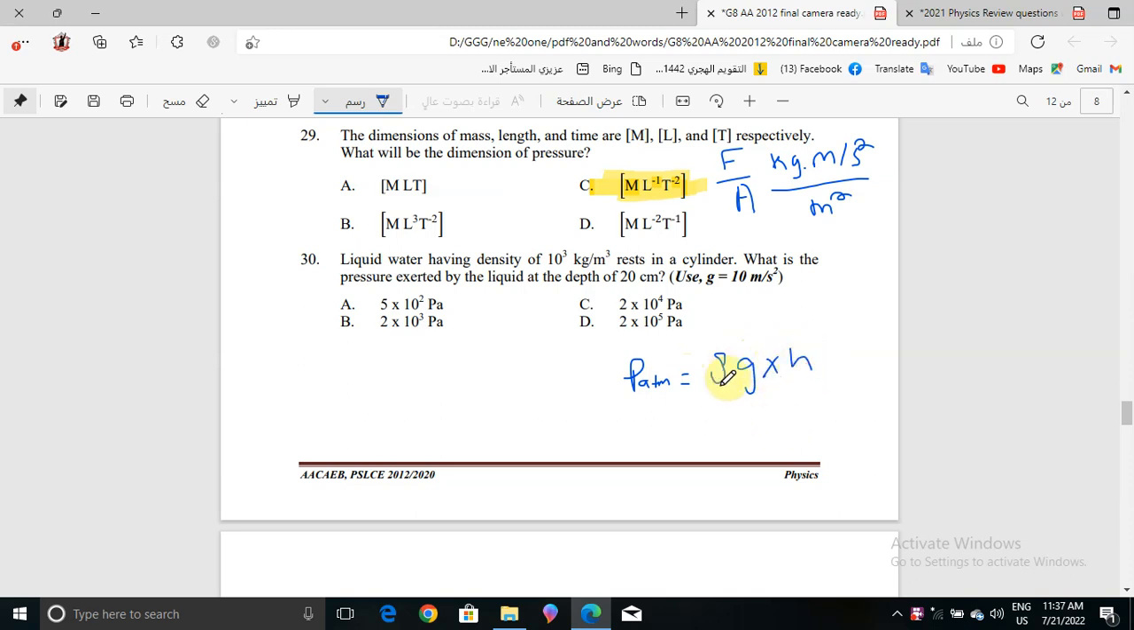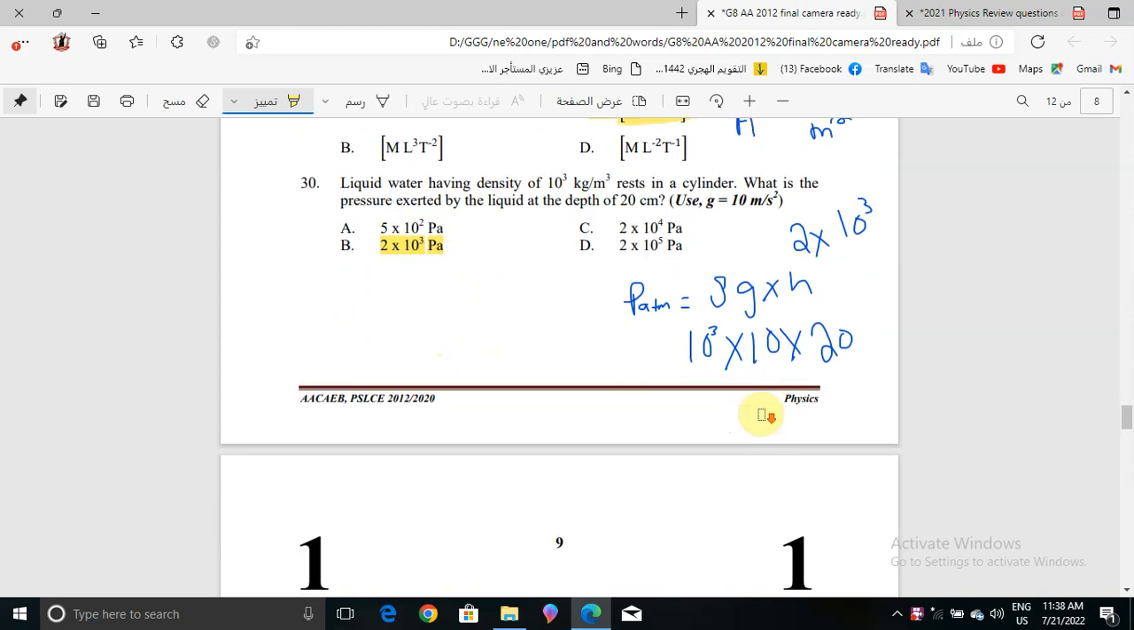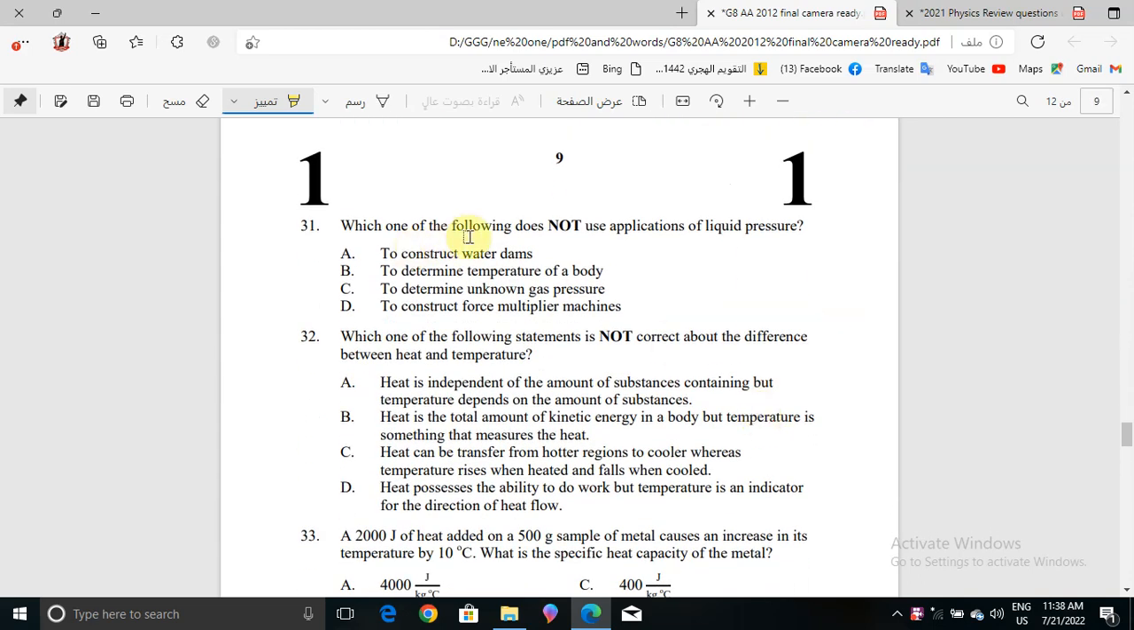So that means what we have here is density, 10 to the power of 3, right? Times gravity, which is 10, times 20, which is height. So you will get what? 2 times 10 to the power of 3. So the correct answer for question number 30 will be choice B.